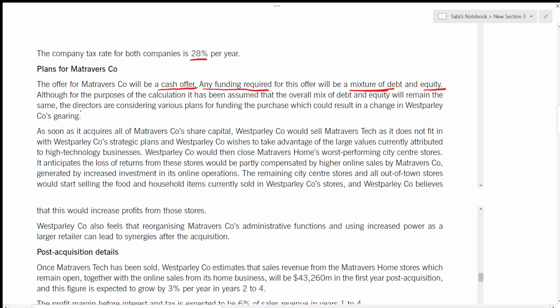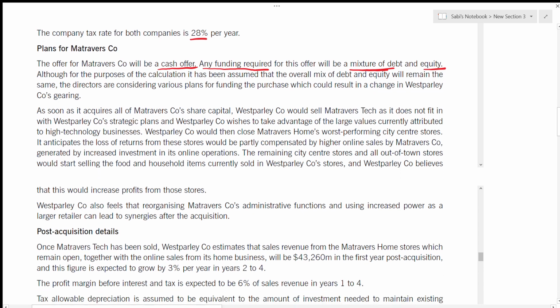The directors are considering various plans for funding the purchase, which could result in a change in Westphal company's gearing, right? And you have seen that gearing is in your last requirement they are talking about, but it's okay. Anyway, we can read it because it's all theory, right?